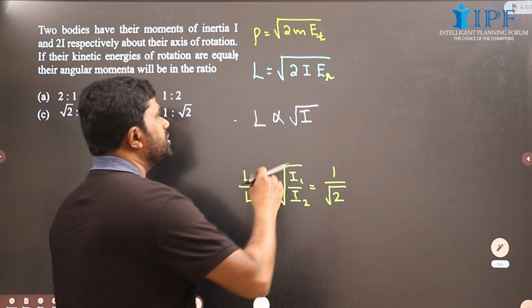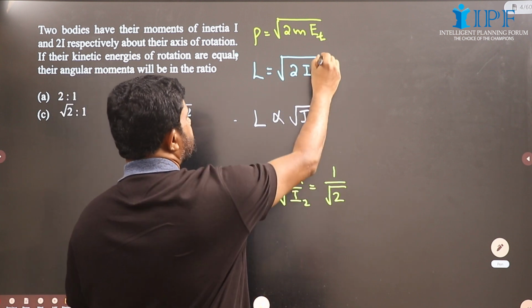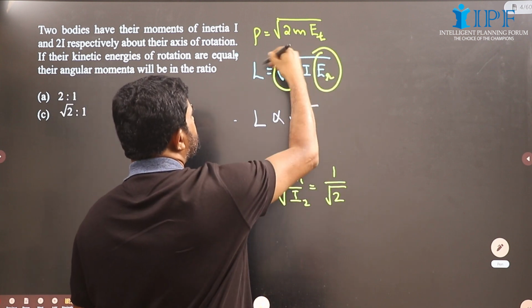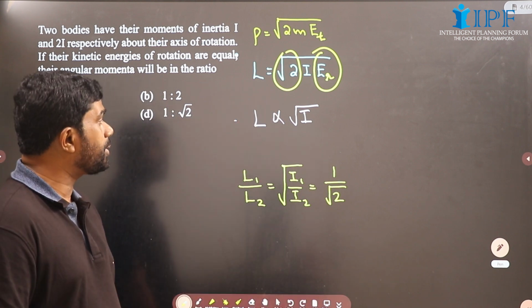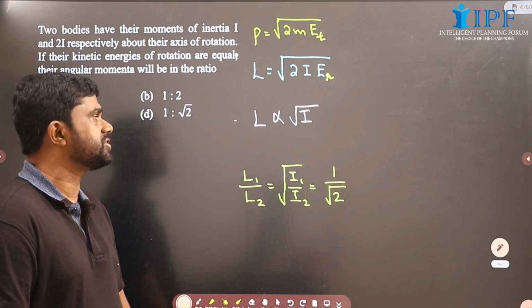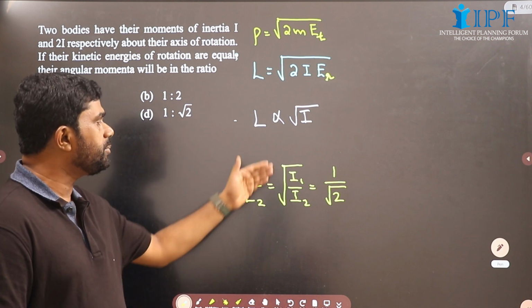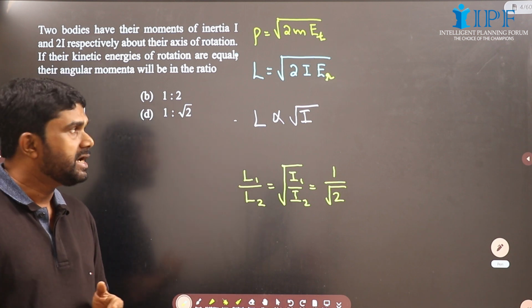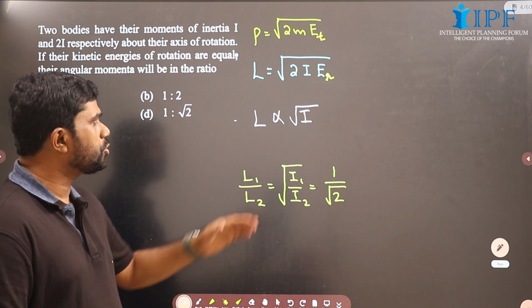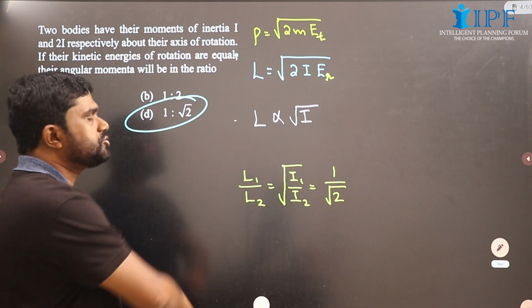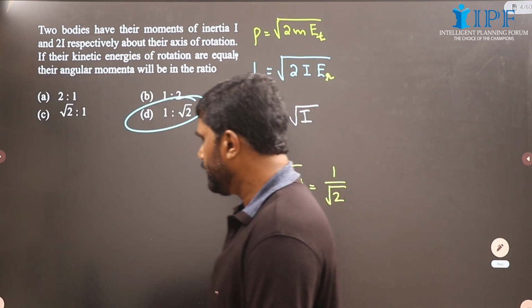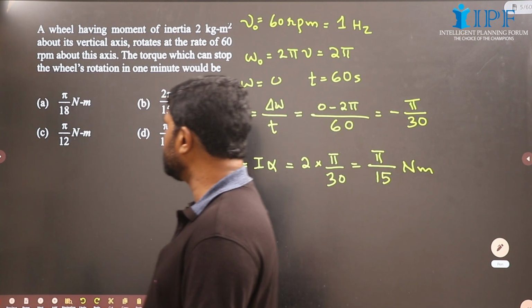We have two bodies. For both the bodies, this ER is the same and the 2 is also the same. So angular momentum is directly proportional to the root of the moment of inertia. So L1 by L2 will be root of I1 by I2, and that will be root of I by 2I, or 1 by root 2. So it is 1 is to root 2. Now let's see what we have next.